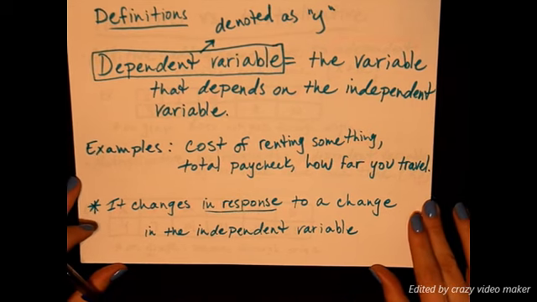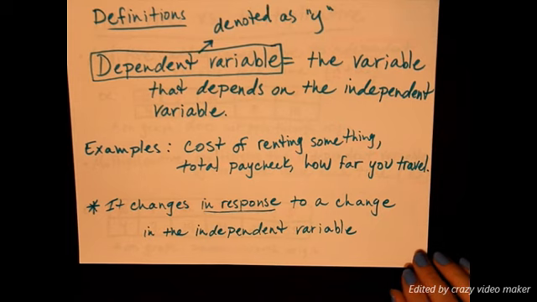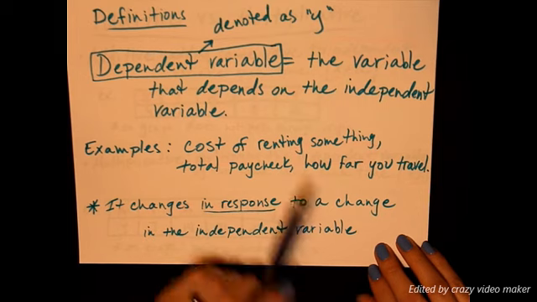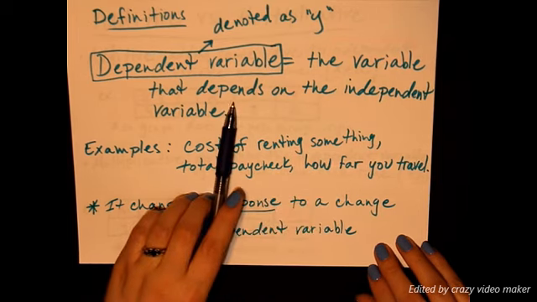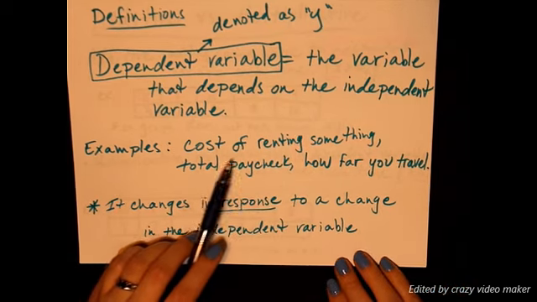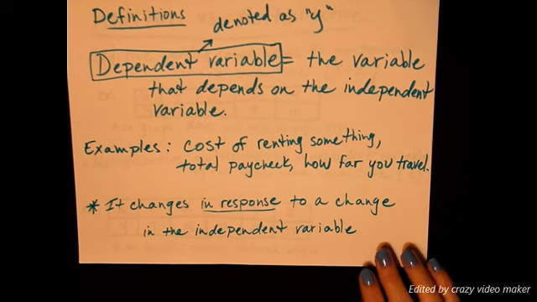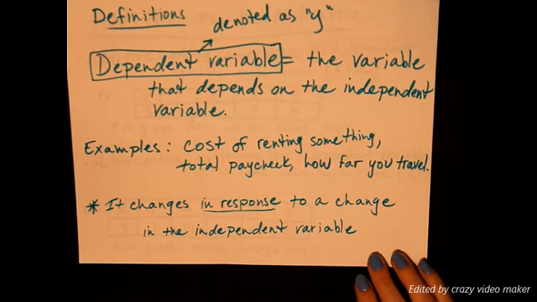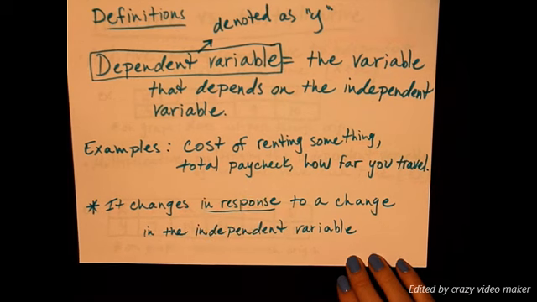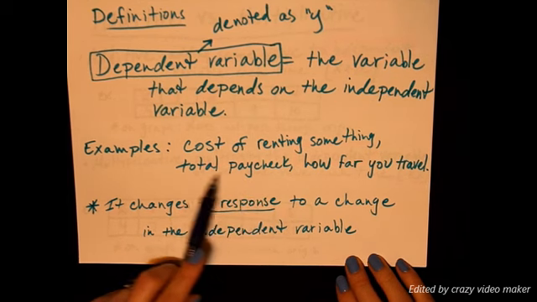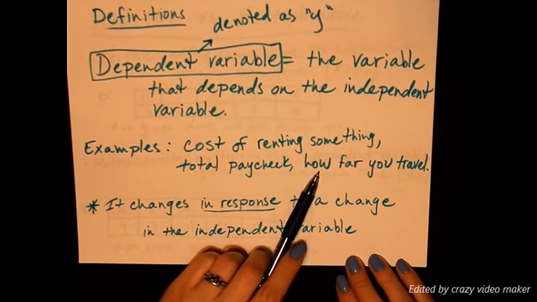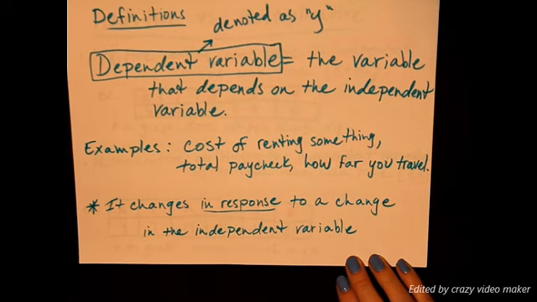Okay, next definition is the dependent variable. And we denote the dependent variable with Y. So the dependent variable is the variable that depends on the independent variable. Some examples of it would be the cost of renting something. So depending upon how long you rent this item, that's how much your cost is going to be. Depending upon how many hours you work, that's going to be the total paycheck that you get. Depending upon how long you're traveling, determines how far you're going to travel.